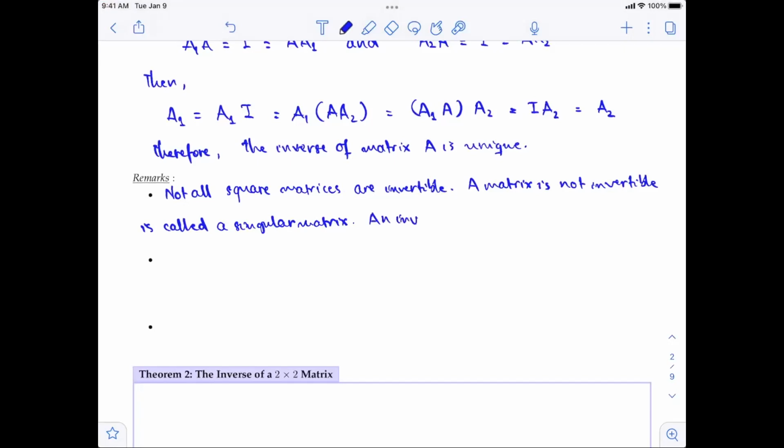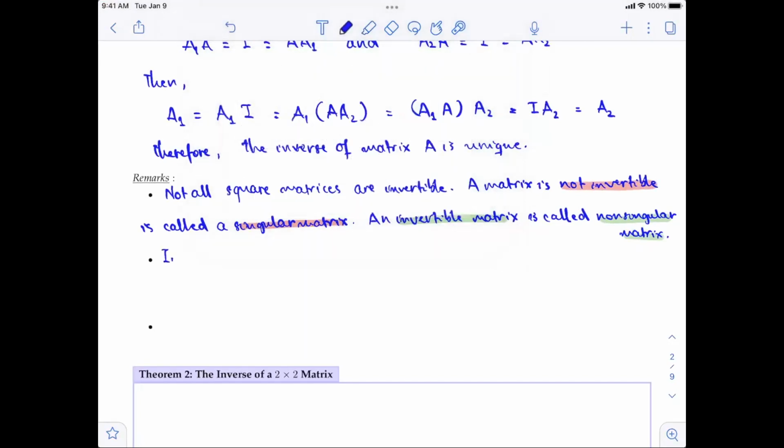An invertible matrix is called a non-singular matrix. All right, so hopefully you are able to distinguish between a singular matrix and a non-singular matrix, right? So let me be careful here. For a singular matrix, the matrix is not invertible. And in the case of a non-singular matrix, the matrix is invertible. Okay, so hopefully you can see the difference there.